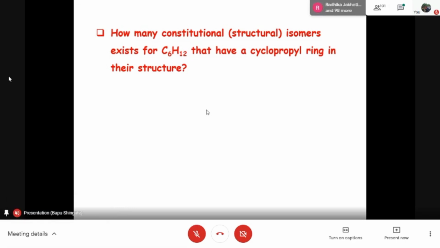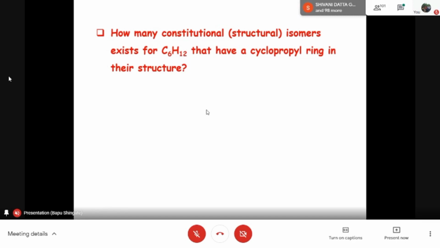Hello. Yes. Sir, I think 4 isomers. 4 isomers. See, if you have given answer 4, and I am saying your answer is wrong, then somebody will say, sir, answer is 3. Again I will say 3 is wrong. If somebody gives answer 5, again I will say your answer is wrong. But if someone has given answer 6, then I will say your answer is correct.